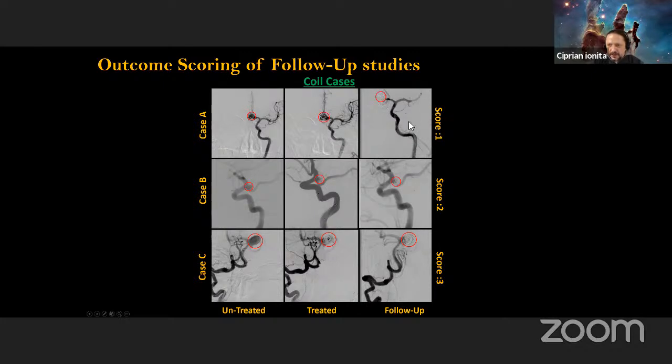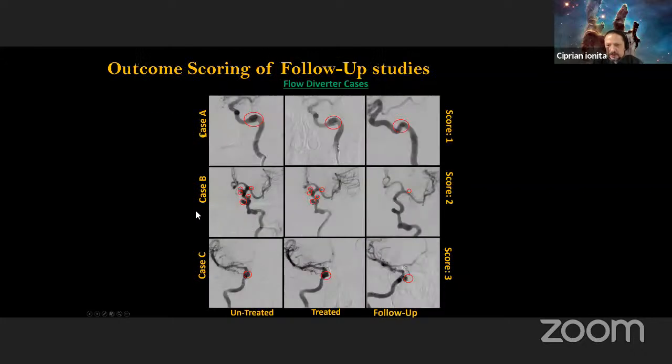And the idea is that at the end of the day, you see in here, one of them is totally gone, one of them is partially, and this one is pretty much there. Not only do you have the neck regrowth, but you also have it into the dome. The same thing applies for the flow diverters.